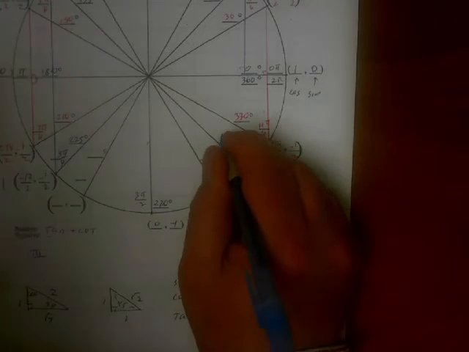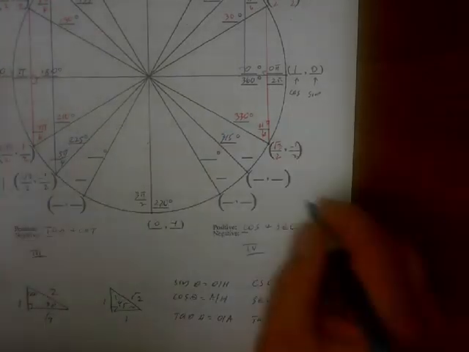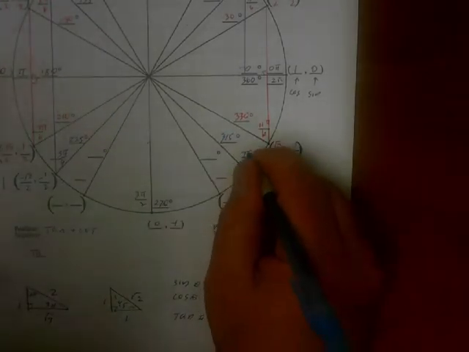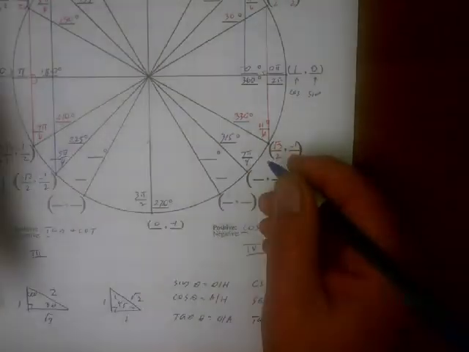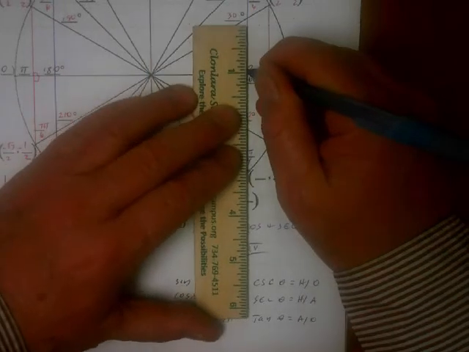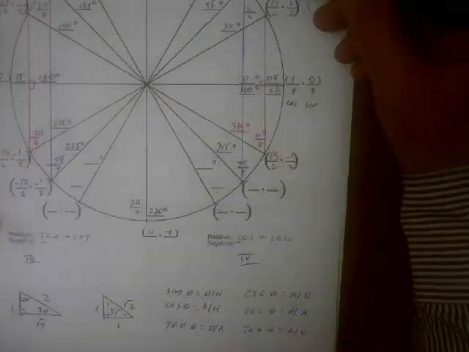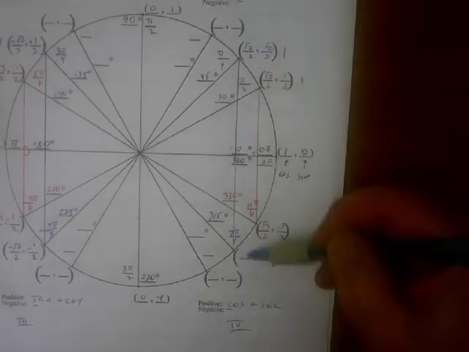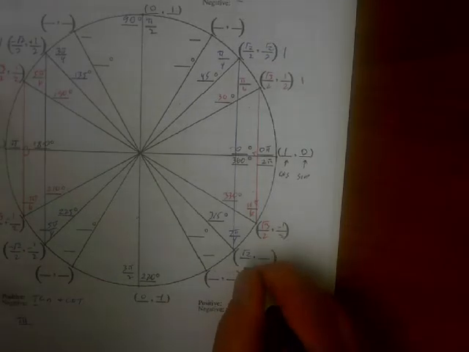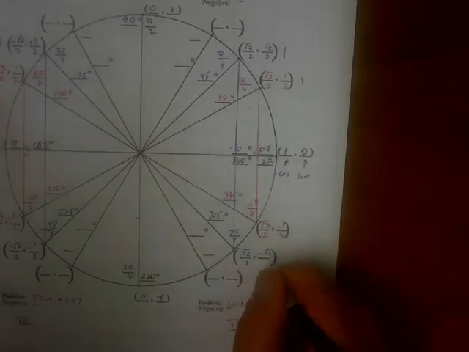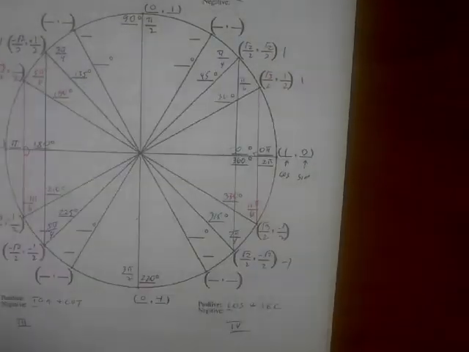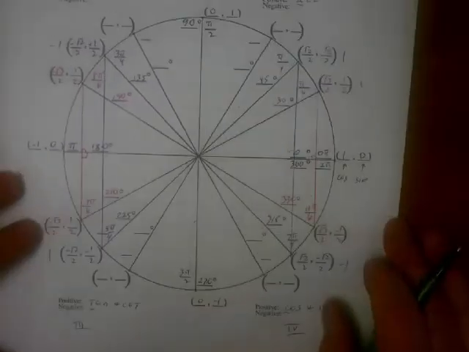Now I'm going to take this point and reflect it over the x-axis. 315 degrees, or 7 pi over 4. Let's draw my triangle. When I reflect over the x-axis, the x-coordinate stays the same, the y-coordinate changes. It's just another way to look at it.